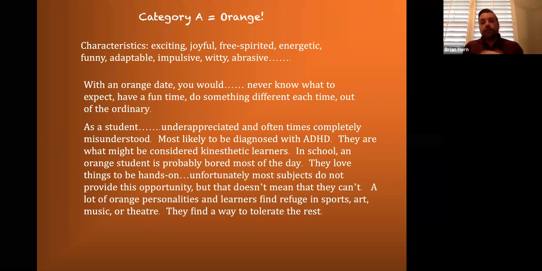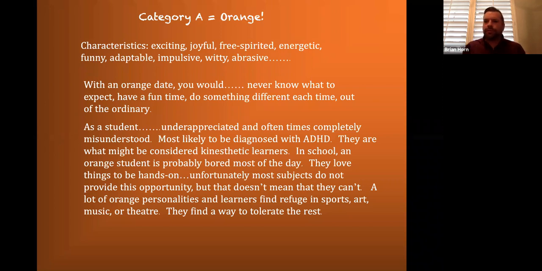They are very kinesthetic learners, and in high school, they have more of a venue to maybe elaborate their characteristics and qualities. We have fine arts, we have athletics. A lot of times, the people who are good at those are orange personalities, and they finally found a way that they can exercise what they are good at doing.